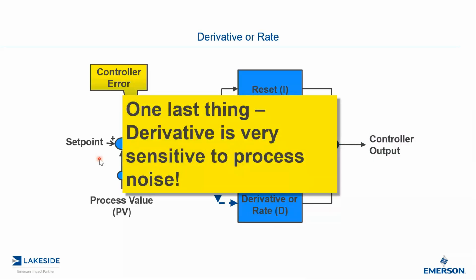One last thing, derivative is very sensitive to process noise, to measurement noise. If you think of measurement noise as kind of fast variability, derivative doesn't know if it's an actual disturbance or noise, and it will react based on the speed of change of the error itself, which is caused by the noise on the PV.